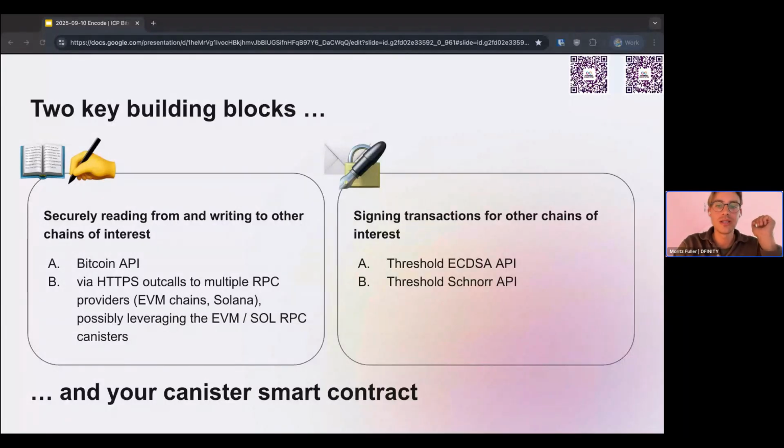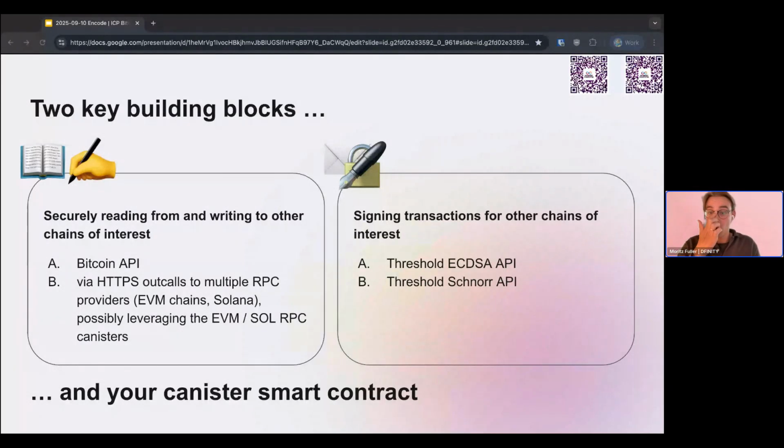And you also need to be able to write to the other state. So for example, I want to transfer tokens on an ERC20 contract deployed on Ethereum, but that transaction should be triggered from a smart contract running on the Internet Computer. So two things, I need to read and I need to write.